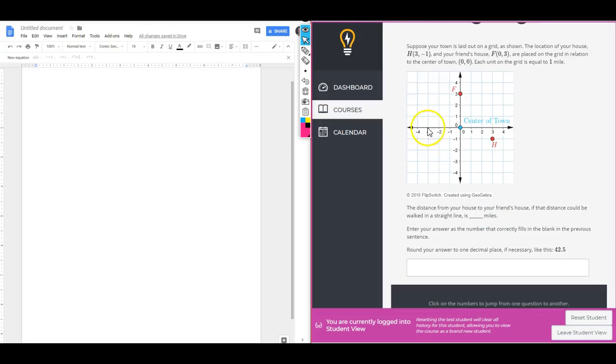Welcome to question 6. Suppose your town is laid out on a grid as shown. The location of your house, H (3, -1), and your friend's house, F (0, 3), are placed on a grid in relation to the center of town (0, 0). Each unit on the grid is equal to 1 mile. The distance from your house to your friend's house, if that distance could be walked in a straight line, is blank miles. Enter your answer as a number that correctly fills in the blank in the previous sentence.